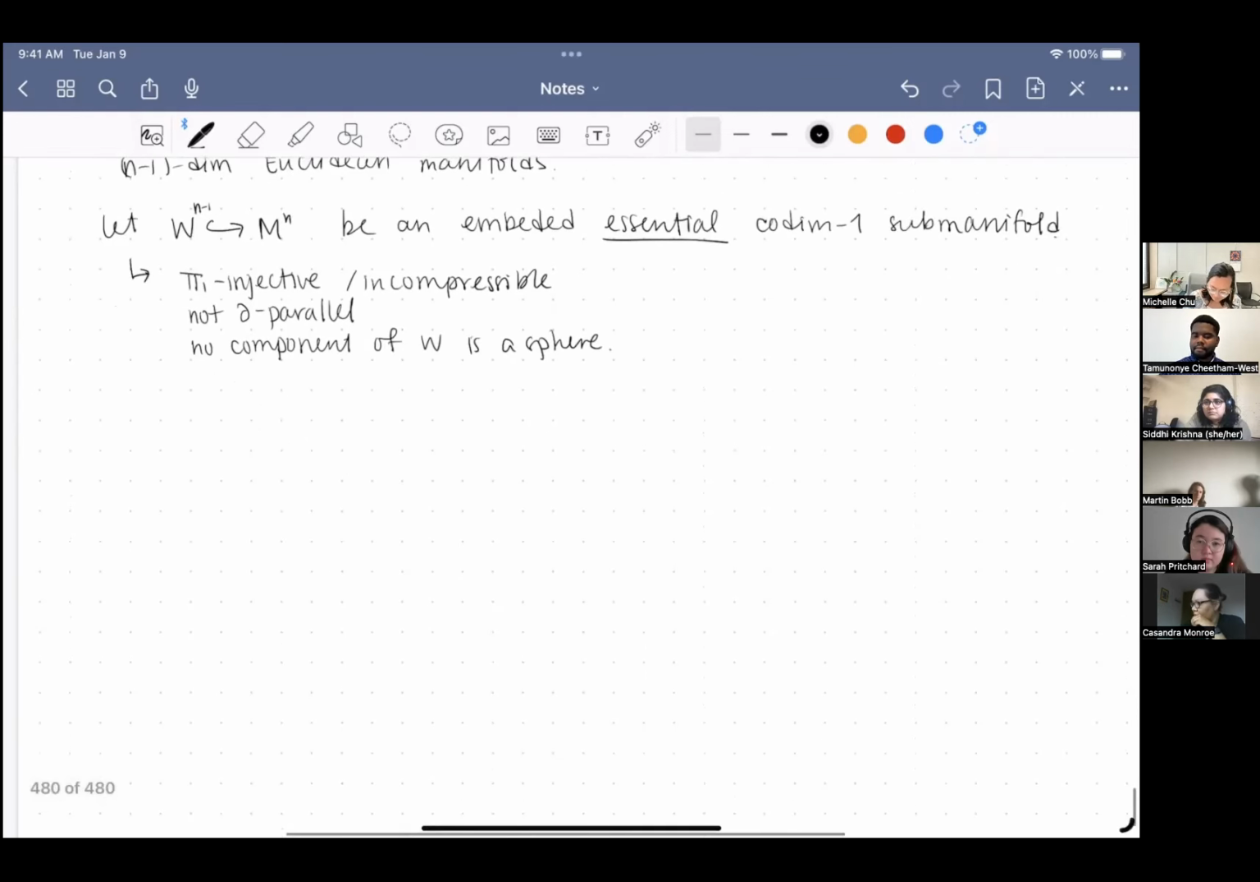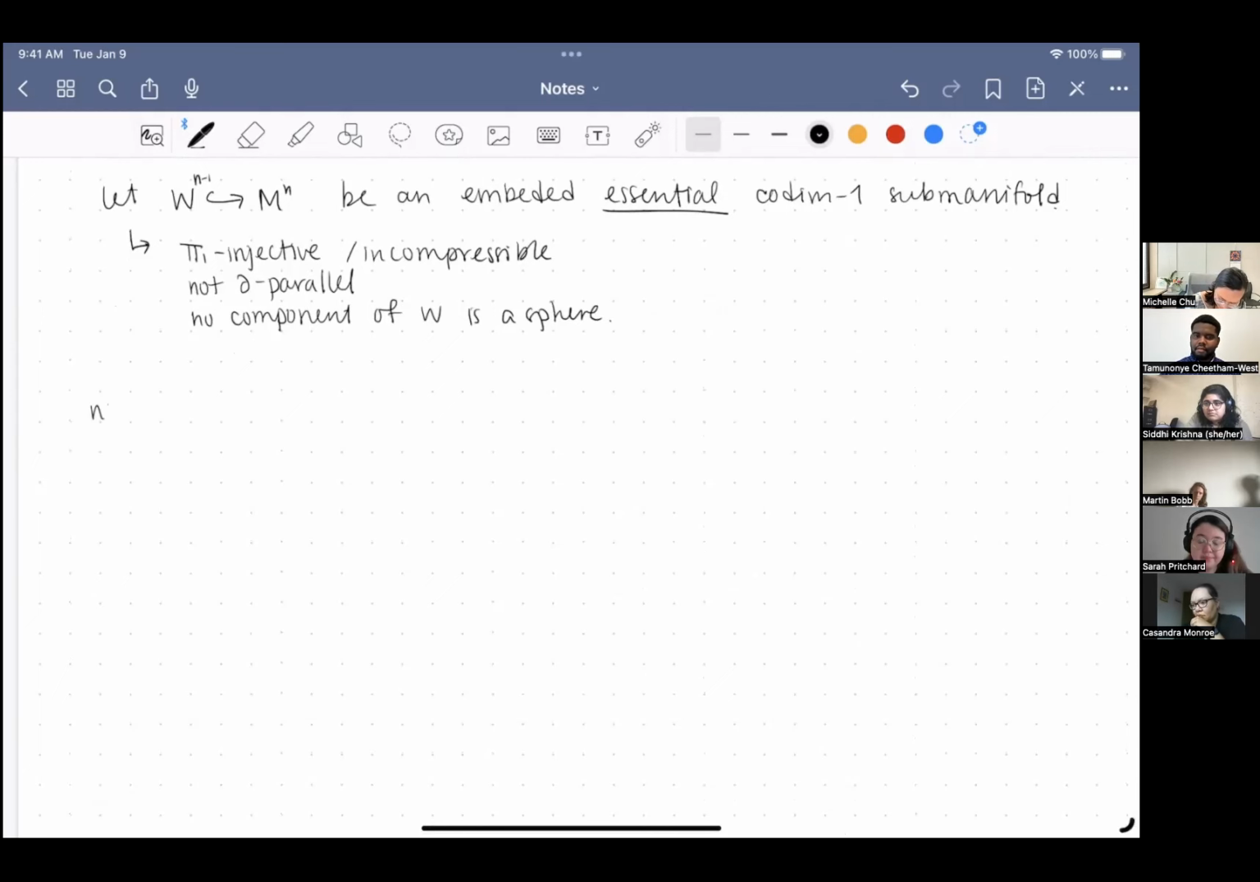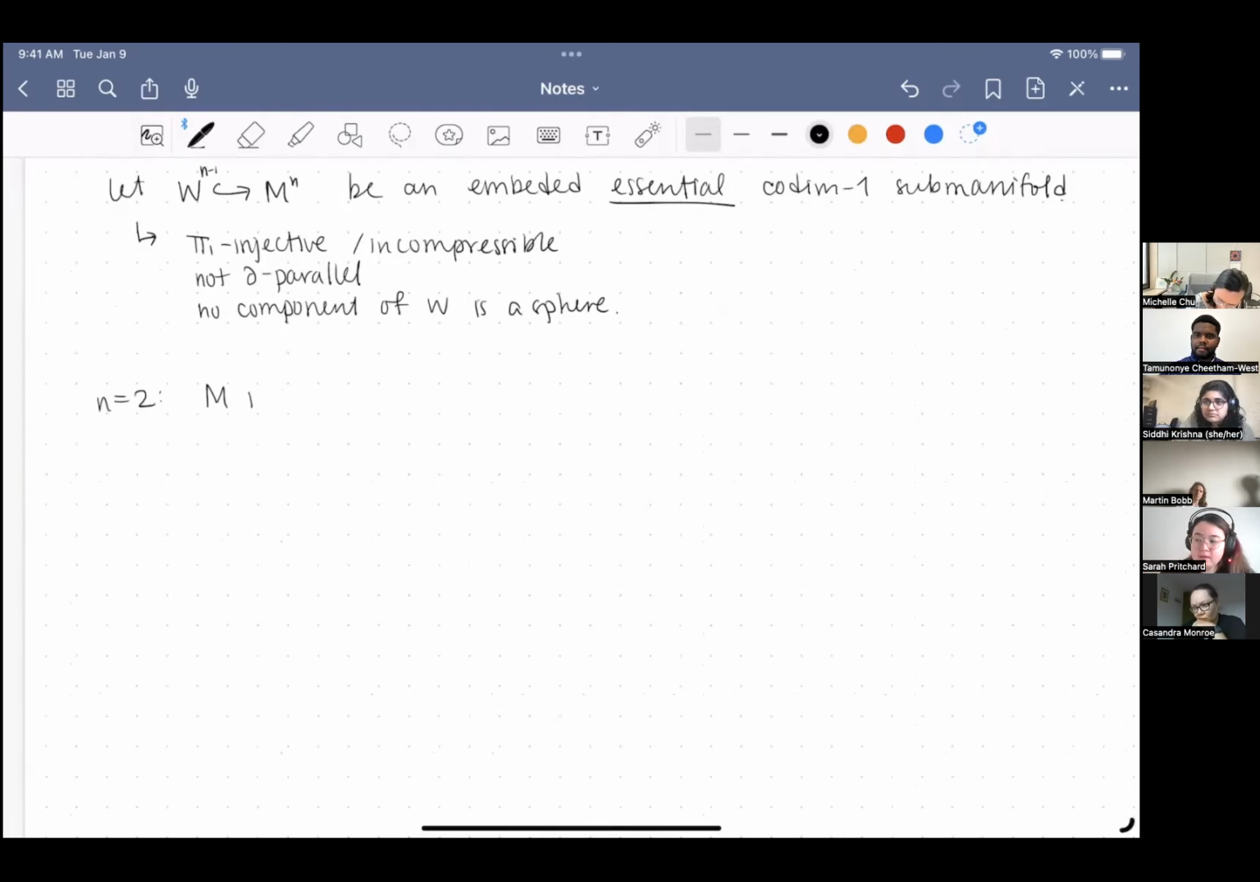Okay, so let's start with some examples of what I mean by this. Let's say that n is equal to 2. Well, then here we're concerned about surfaces. So M is a hyperbolic surface. And what are the codimension 1 submanifolds in a surface? So they're one-dimensional. And if I want them to be embedded, then I'm talking about simple closed curves. Okay, so W is a simple closed curve in M.